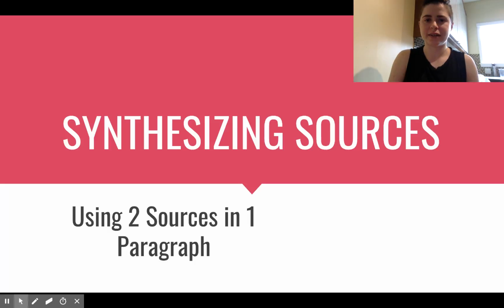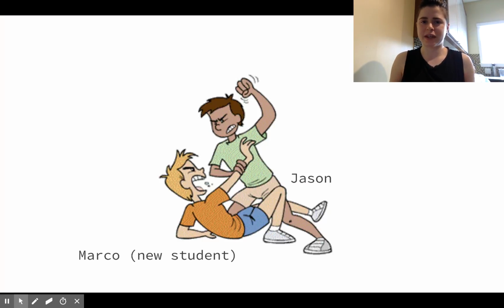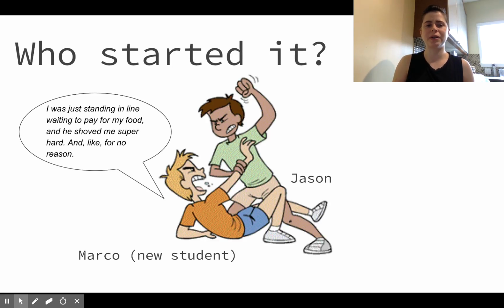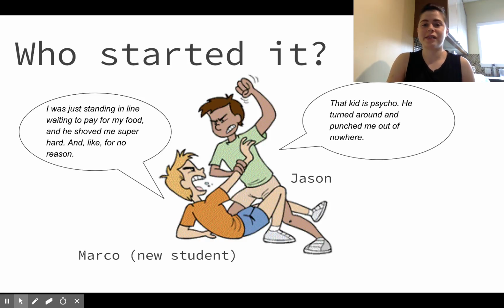And how do you do that? So let's use an example. Let's say you're at school and you see two students getting in a fight. Marco, a new student, and Jason, a student who's been there for a couple years. You want to figure out who started the fight. So you'll probably talk to each of the students and see who started it. Of course, they're probably going to say that the other one started it, so it's not super helpful.